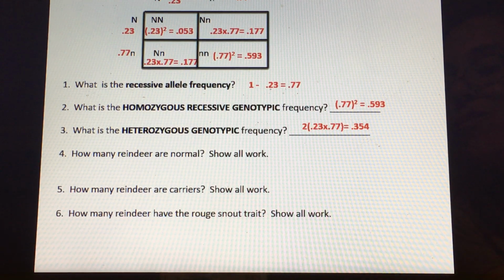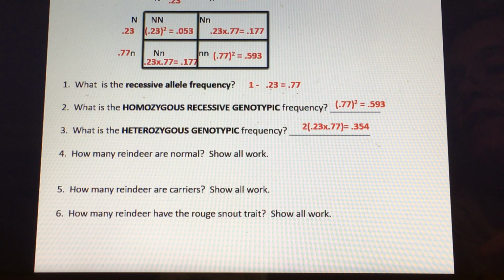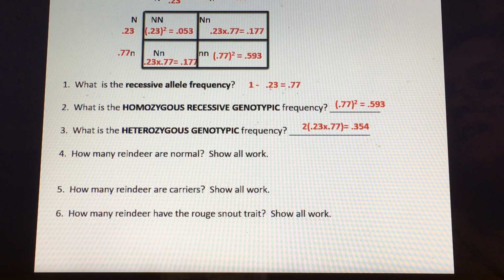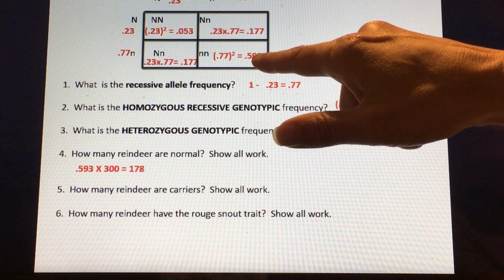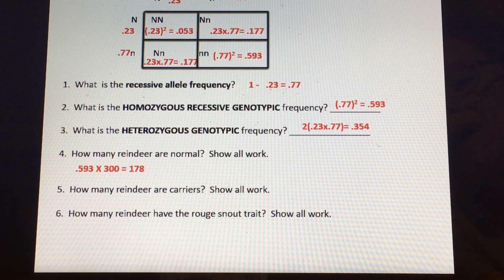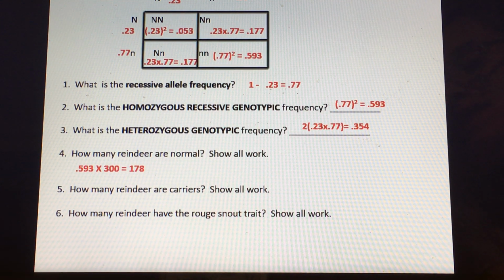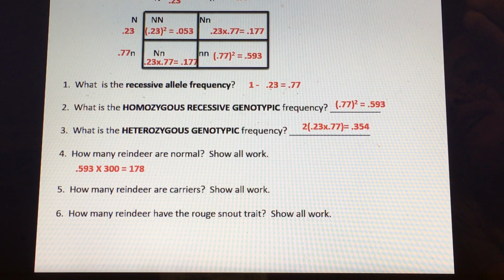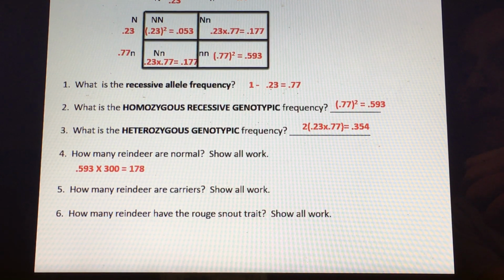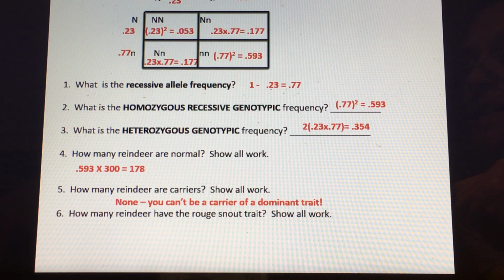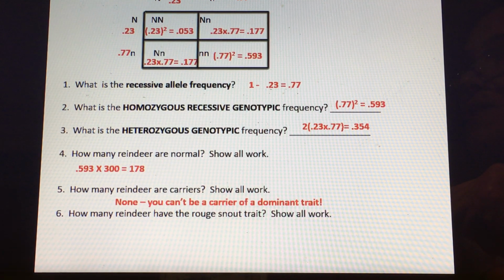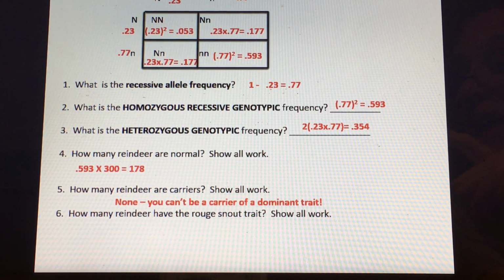And now it says how many reindeer would be normal. So remember that this is a dominant allele. And so the reindeer that would be normal would be, you take the homozygous recessive genotypic frequency and multiply by the total population that they gave you in the beginning. So 0.593 times 300 is 178. So to find what is 59.3% of a population of 300 reindeer, you just take 0.593 times 300. How many reindeer would be carriers? The answer is none. You can't be a carrier of a dominant trait. So that was a trick question, so be careful.